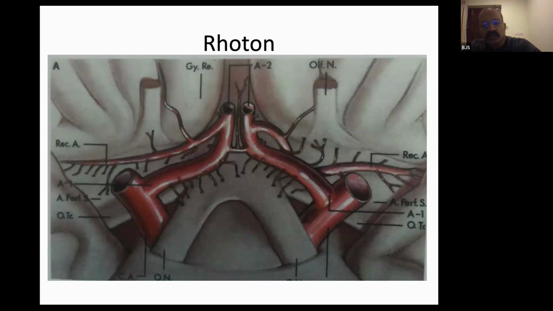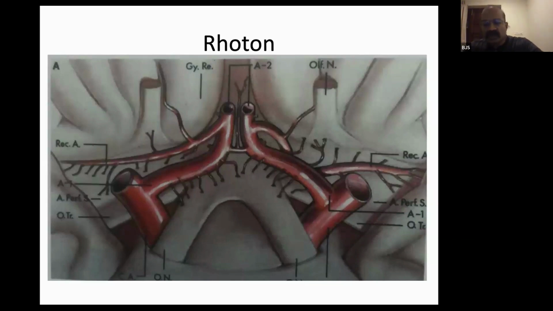You can also see the lie of the recurrent artery of Heubner. The term recurrent is used because it traces its path backwards along the lie of the A1 to give off important perforators. So that is the reason why it is called recurrent: it takes a retrograde course in comparison to the A1 segment, which is antegrade.